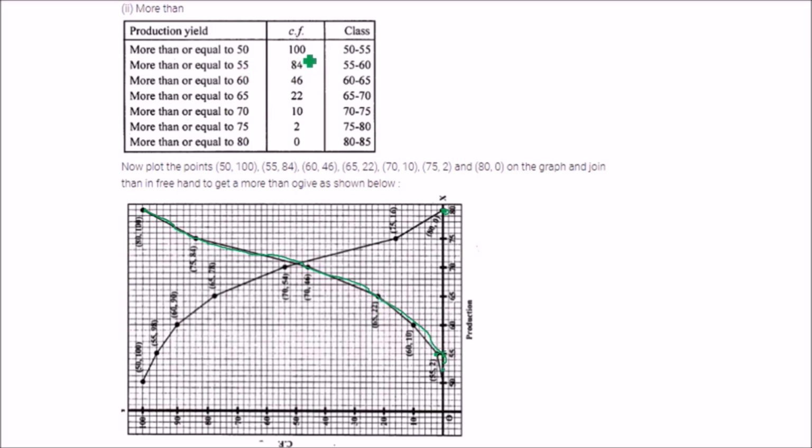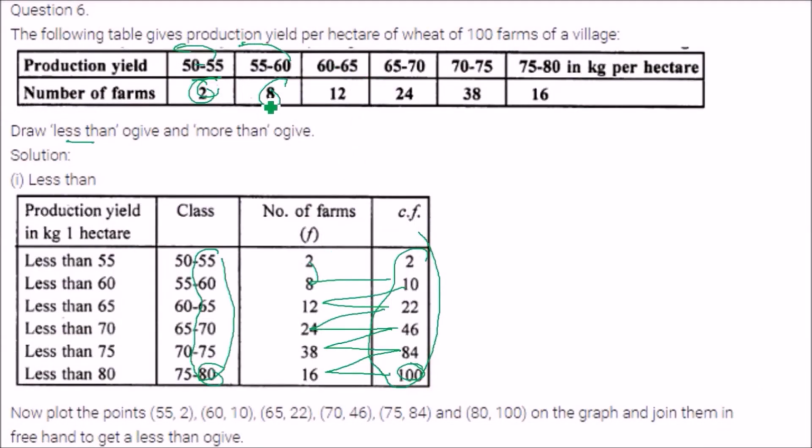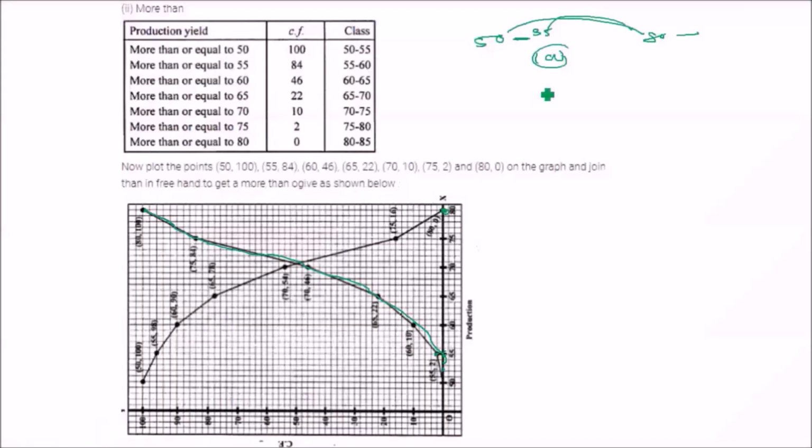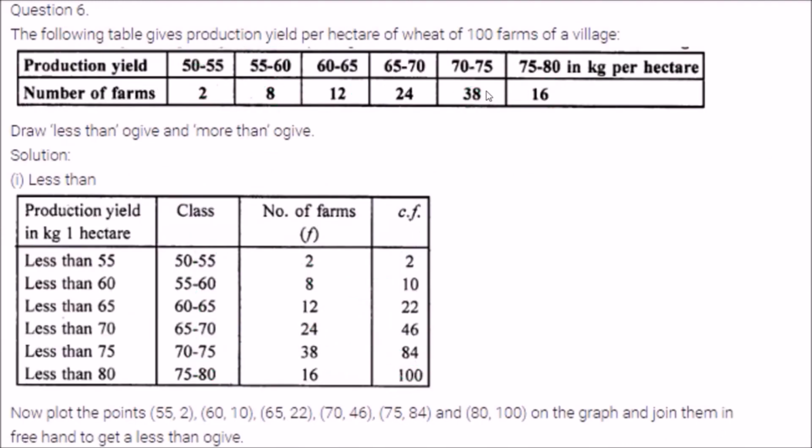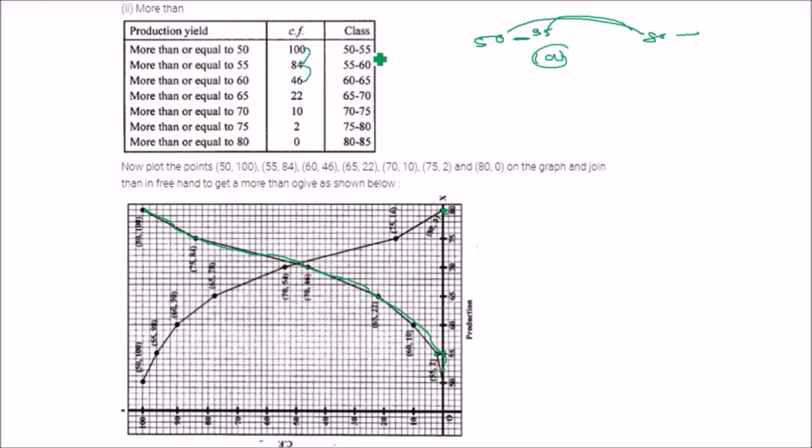How about more than? In more than, we start with the highest frequency, because when we say more than 50, till 80 or above, if we include all the values, it is 100. But when we say more than 55, you have to subtract this value, the 16, from 100. So 100 minus 16 is 84. Then we subtract this 38 from 84, so you get 46. This is how you get the cumulative frequency for more than.